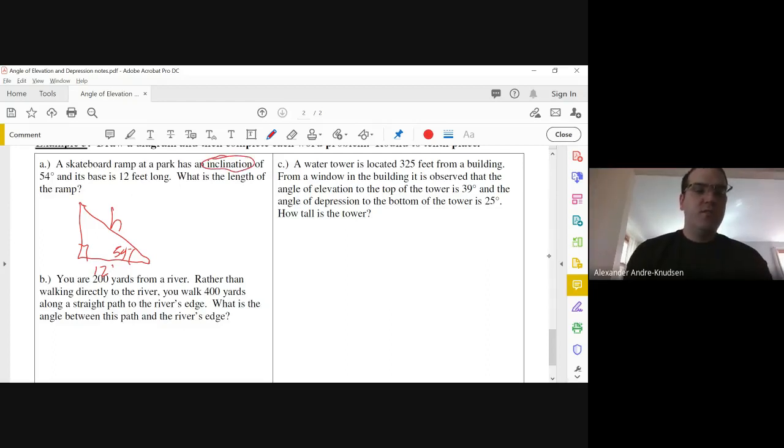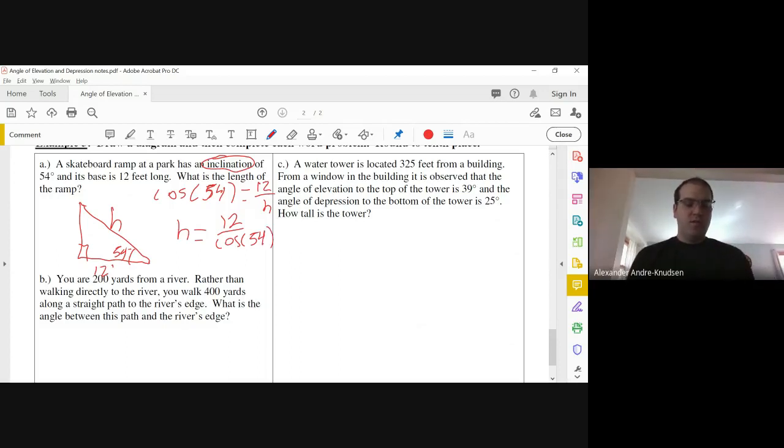We have adjacent here and hypotenuse, so we'll say the cosine of 54 equals adjacent, which is 12 feet, over hypotenuse. And we're going to have to solve for h. This is one of those where you have to multiply both sides by h and then divide by cosine of 54. So h equals 12 over cosine of 54. So we get 12 divided by cosine of 54 degrees, and h is about 20.4 feet.